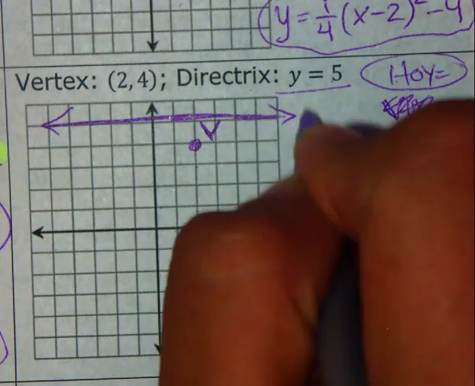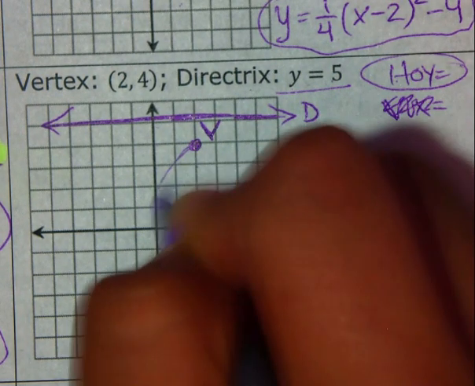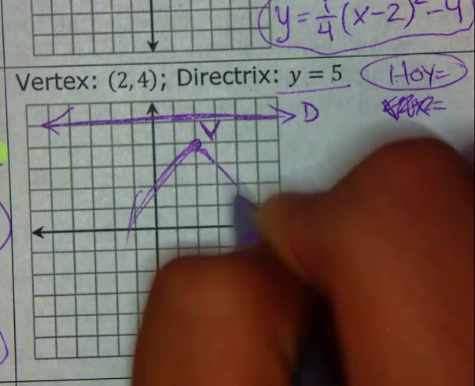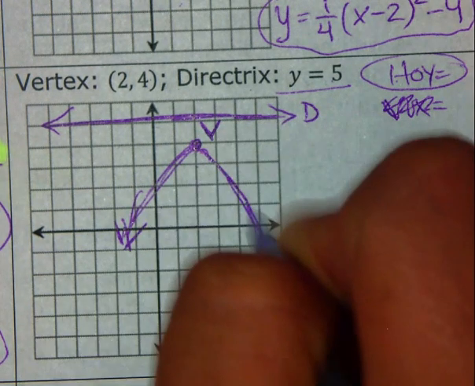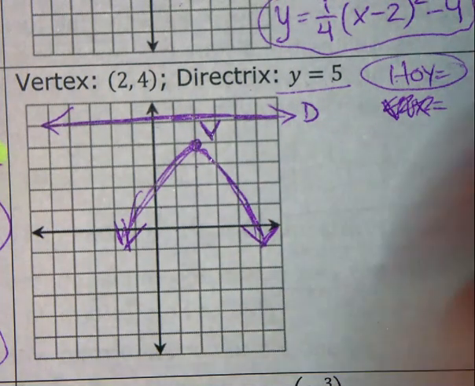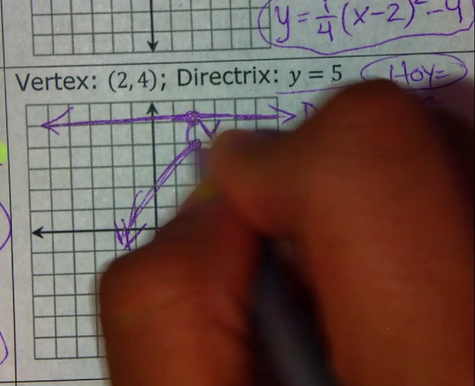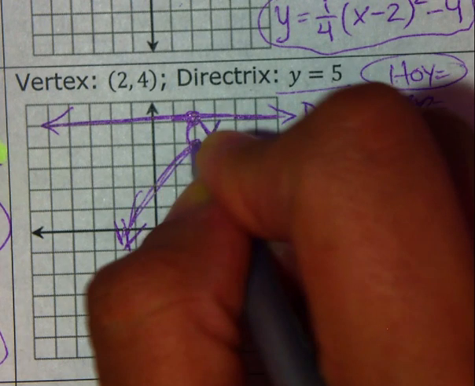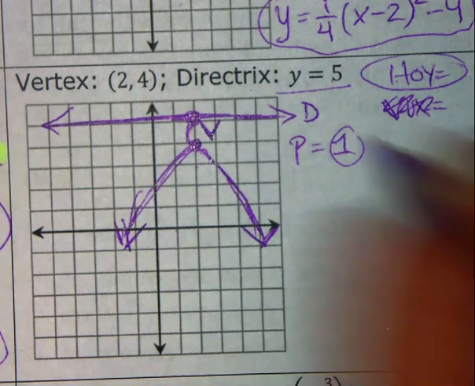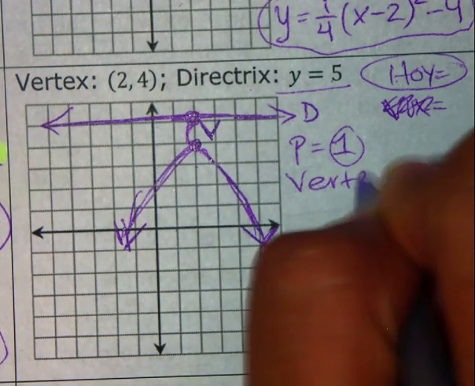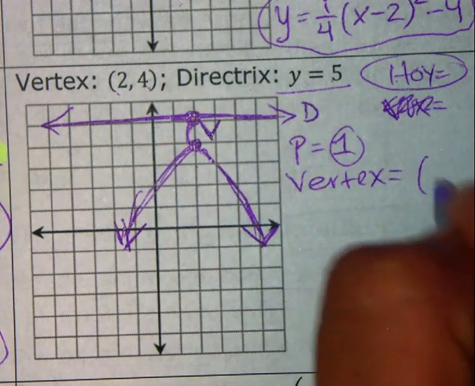So this is the directrix, this is the vertex, so that means the graph has to open down. The directrix will always be on the outside of the parabola. And then this little space right here from the directrix to the vertex, that is your p-value. So we have a p-value of 1. We have a vertex at (2, 4).